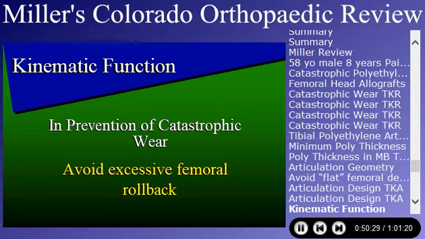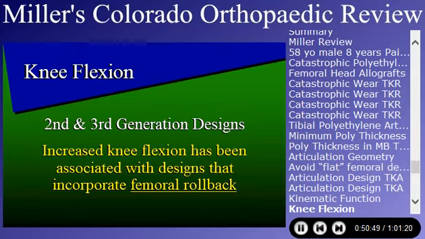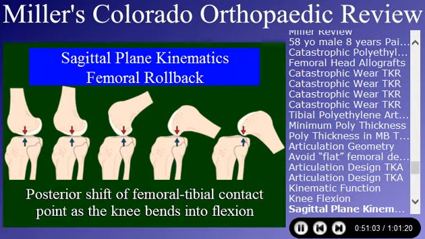Okay. So in terms of the prevention of catastrophic wear, we also learned that you want to avoid excessive rollback in your knee. Remember, I told you before that the first generation designs saved the PCL, got the rollback so you got better knee flexion. But the second and third generation designs had problems with catastrophic wear. So the initial designs incorporated this femoral rollback, which we were talking about, which is the posterior shift of the femoral tibial contact point as the knee bends into flexion. And that was good. We wanted knee flexion because that's what the patients wanted.